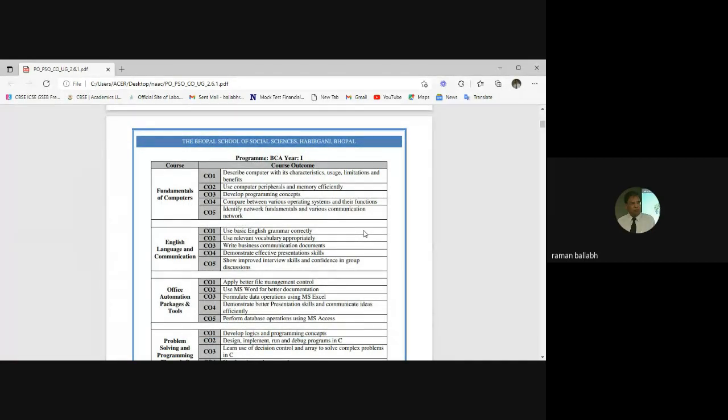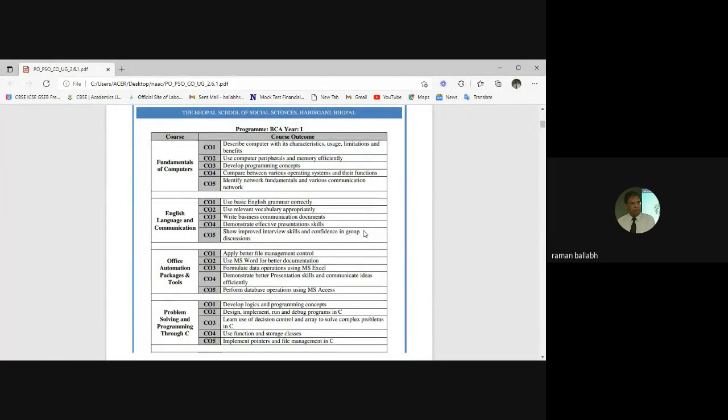So in the first semester, when the students are learning fundamental of computers, there are 5 different course outcomes. The teacher teaching fundamental of computer is responsible to give these desired program outcomes. Right, sir? Clear, sir. Similarly, engineering in electronics, mechanical, and civil has different courses and different outcomes. Right, sir? Clear? Clear, sir.